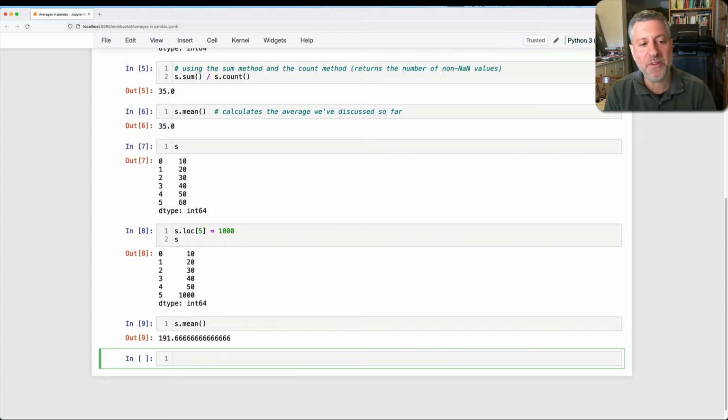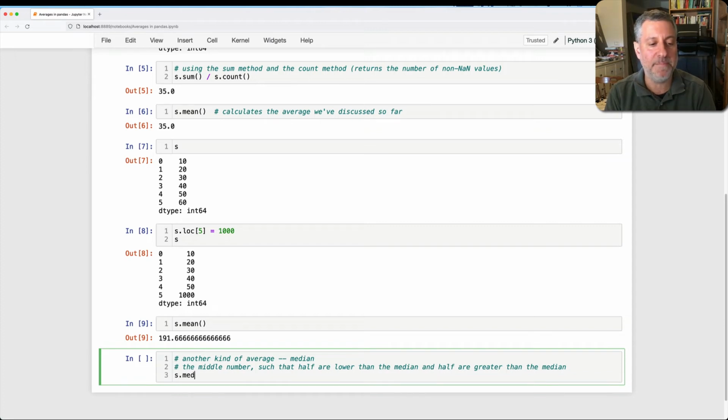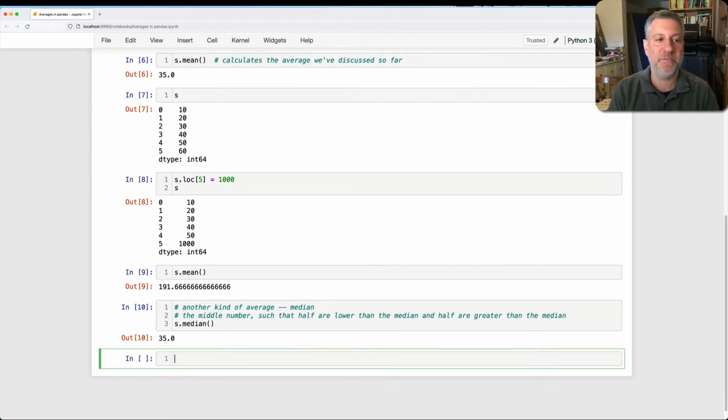And so there's another kind of average known as the median. The median's idea is, let's line up all the numbers from smallest to largest, and let's take the middle number, such that half are lower than the median and half are greater than the median. And sure enough, if I now say s.median, we get 35.